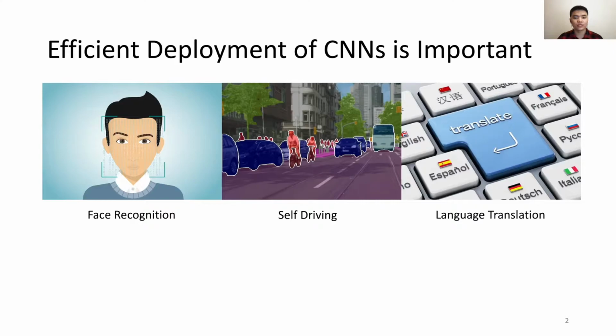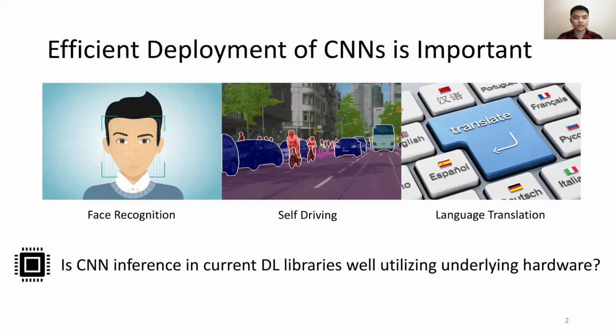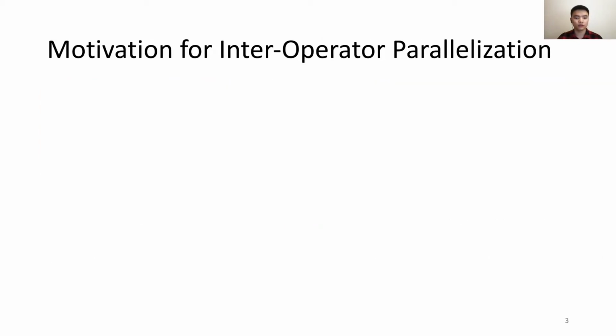CNN models are widely used in our daily life. It is important to efficiently deploy these models. However, is CNN inference in current deep learning libraries utilizing the underlying hardware well? The answer is no. Let's first look at the trend in CNN design.